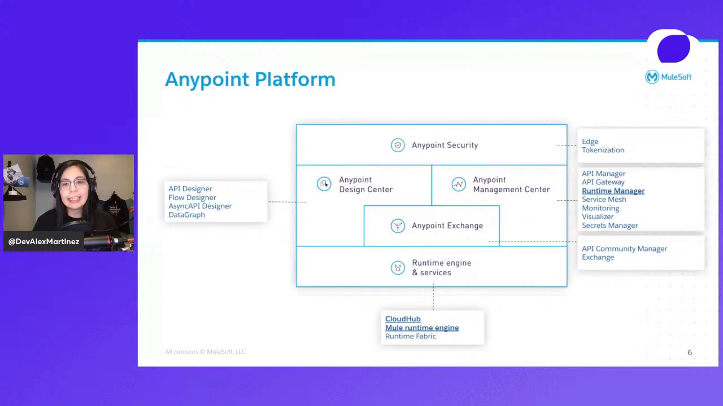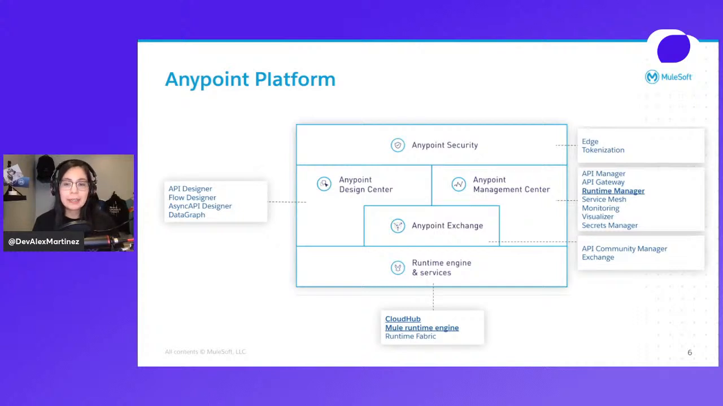And everything is running in the runtime engine and services. So again, today we will be using CloudHub and Mule Runtime Engine. CloudHub is the name of the cloud where we will be running our Mule applications. And the Mule Runtime Engine is what is used to run them. So one is where they are, and one is how they run.